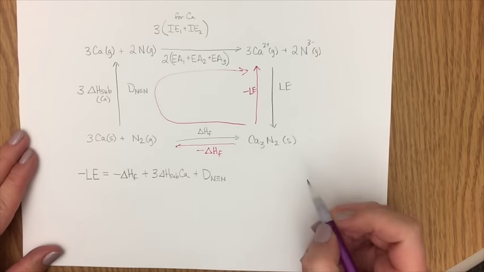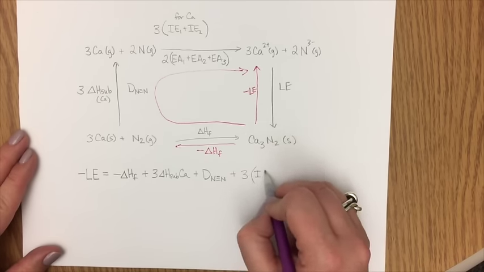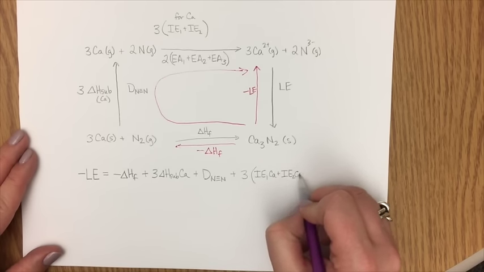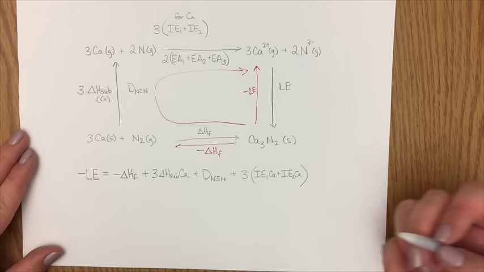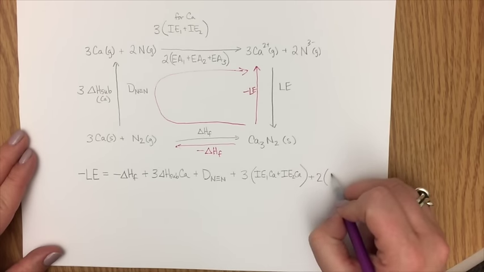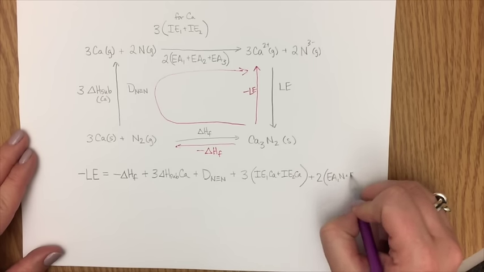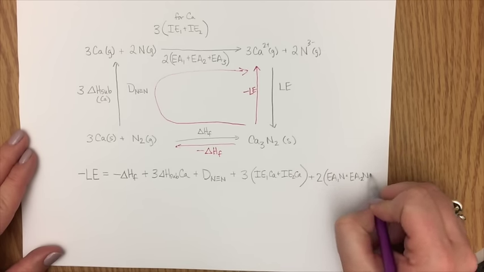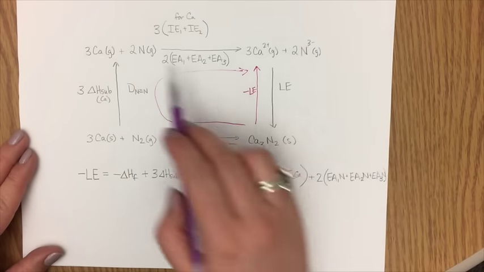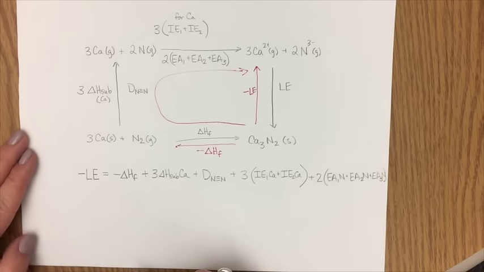The bond enthalpy for nitrogen. 3 times the first ionization energy of calcium plus the second ionization energy of calcium, so we can get those +2 ions, and we need 3 of them. And then all 3 electron affinities for nitrogen. We need 3 of them because it becomes a 3- ion. We need 2 of this whole quantity because we have 2 moles of each of those.